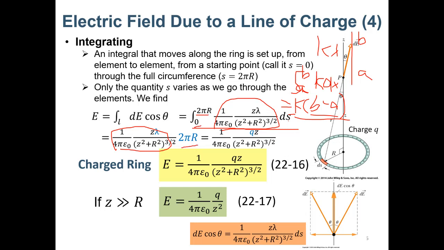And then, as we know, 2 pi r times lambda is the total charge Q. So we can simplify it like this, which is the charge, which is the E field generated by the charge ring.